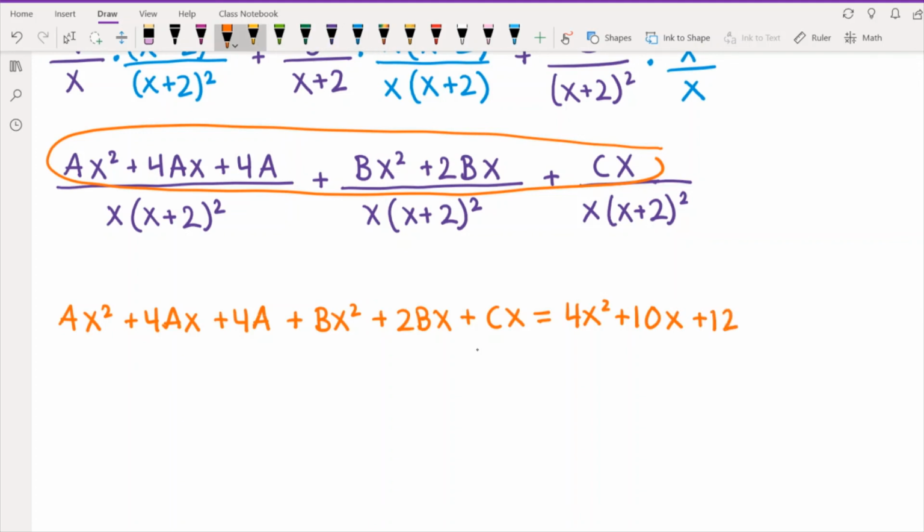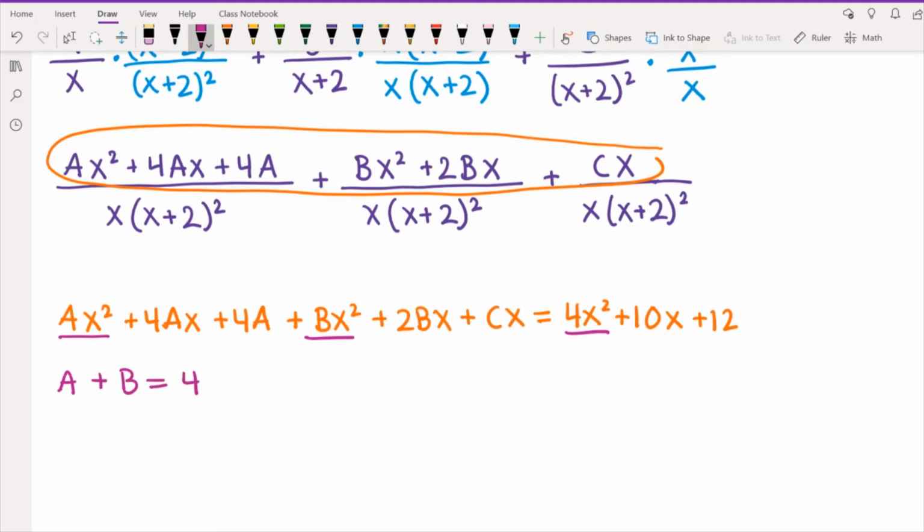So again, we just want to compare left and right hand side. So let's see, where are all the x squareds coming from? Well, we have an ax squared and we have a bx squared. And then on the right hand side, we have 4x squared. So that means that a plus b has to equal 4.